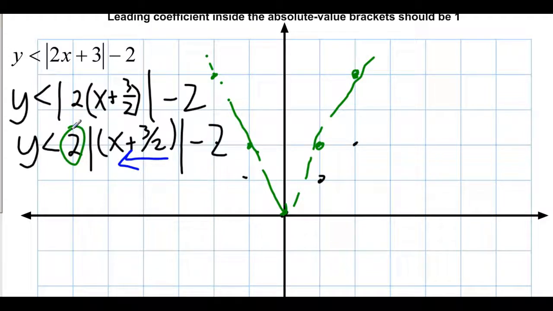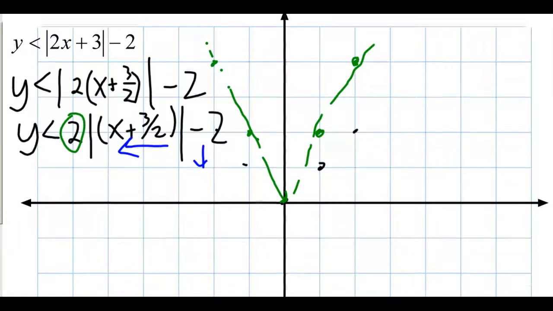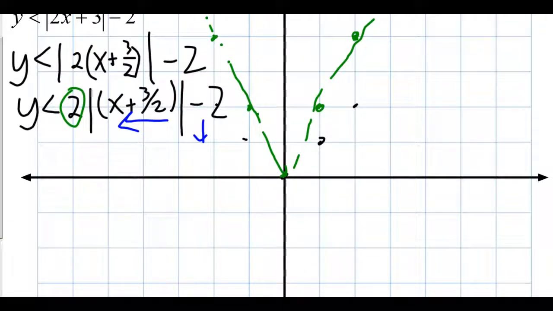Every point is going to move 1.5 units left, that's 3 halves, and 2 units down. So I'm going to go 2 units down, 1.5 to the left and 2 units down, right about to there. 1.5 to the left and 2 units down. 1.5 and 2 units down.